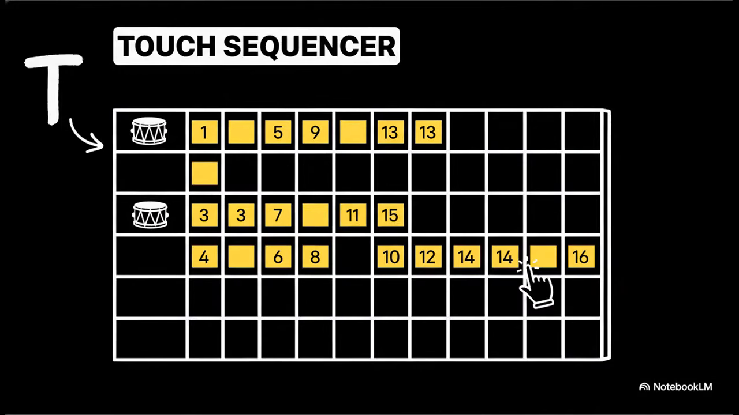And hey, if finger drumming isn't your thing, no worries at all. Press T to bring up the touch sequencer. You get that classic 16-step grid where you can just click in your patterns for your kicks, your snares, your hi-hats. You don't have to play them in live at all.